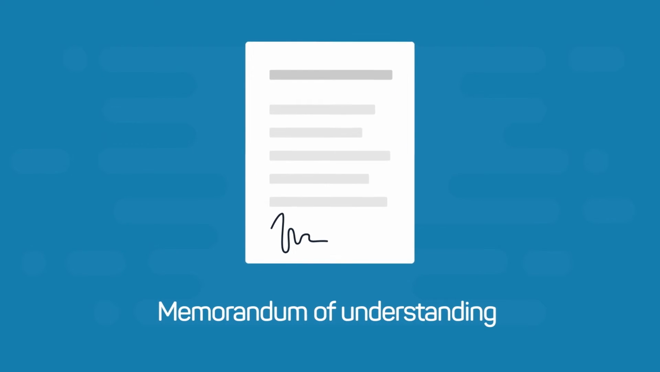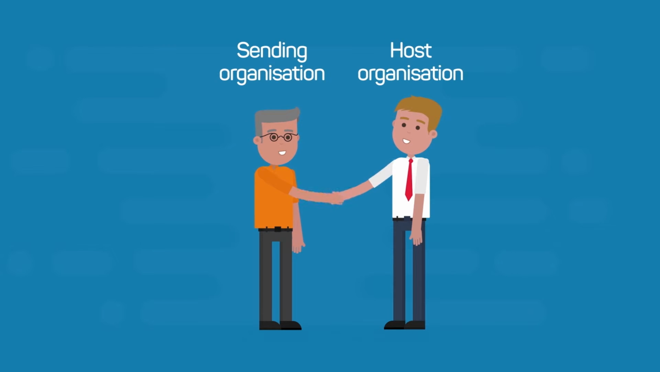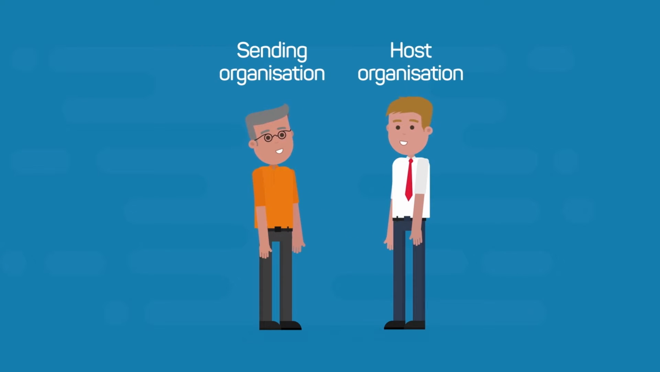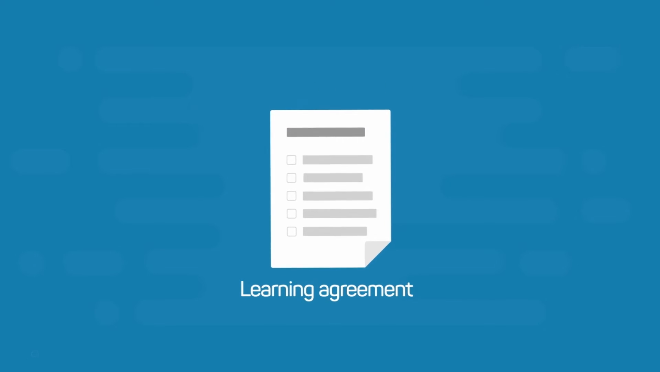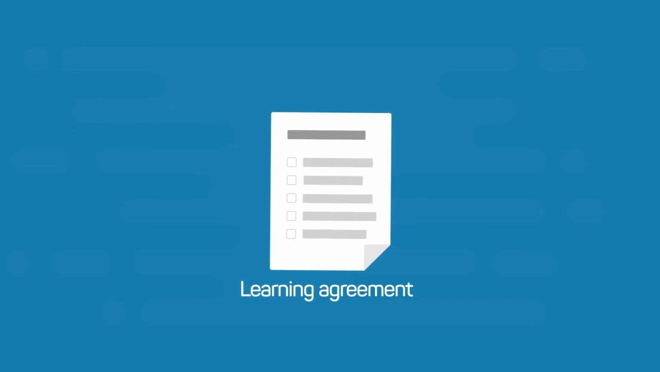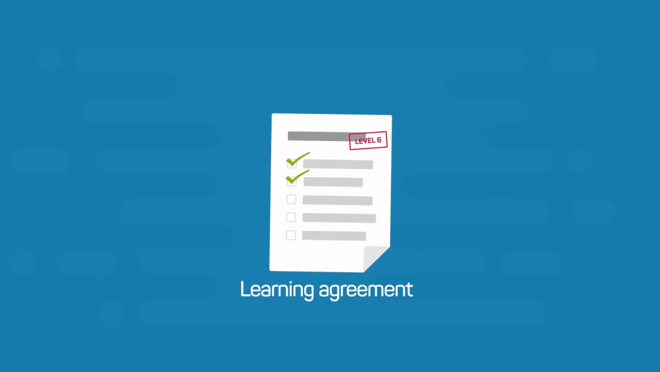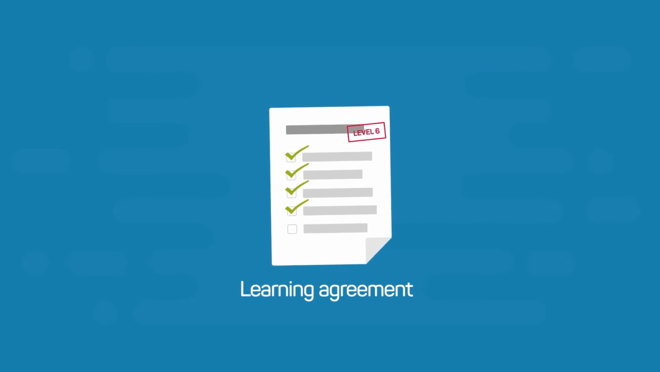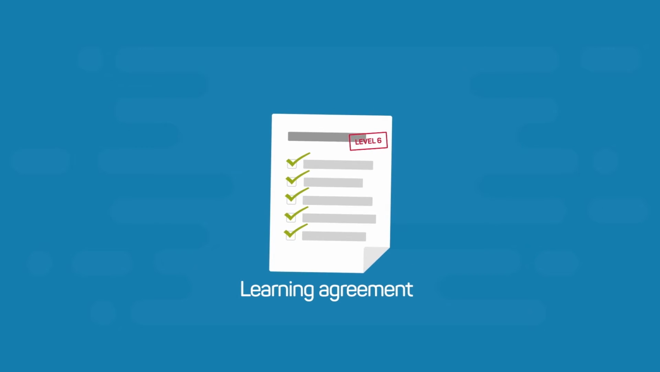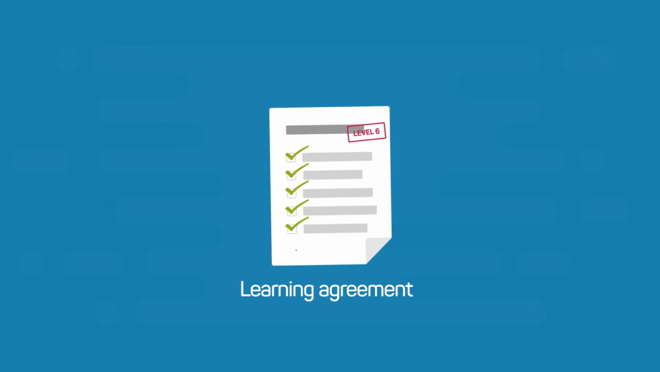What to do before mobility? Sign the Memorandum of Understanding, an agreement between host and sending organisation to cooperate on the basis of ECVET. Define learning outcomes. What should your students reach during the placement abroad based on knowledge, skills and competences? Define the EQF level of the learning outcomes. Fill in the learning agreement, which describes the learning outcomes, and agree about the way of validation and recognition.